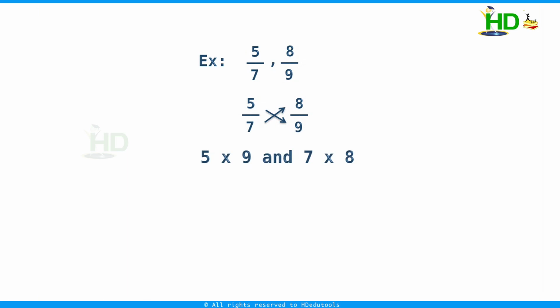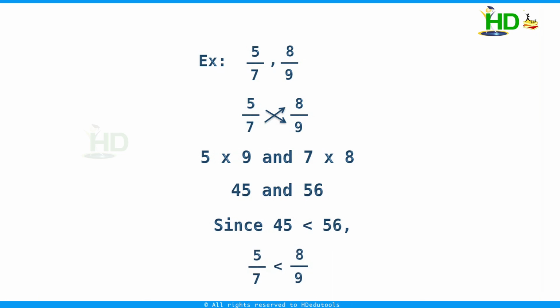Take another example. Compare 5 by 7 with 8 by 9. Now to compare these fractions, we take the cross multiplication. That is, cross multiply as shown by the arrows. That is, we take the products 5 into 9 and 7 into 8. So 5 into 9 is nothing but 45 and 7 into 8 is nothing but 56. Now clearly we can say that 45 is less than 56. Therefore, the fraction 5 by 7 is less than the fraction 8 by 9.